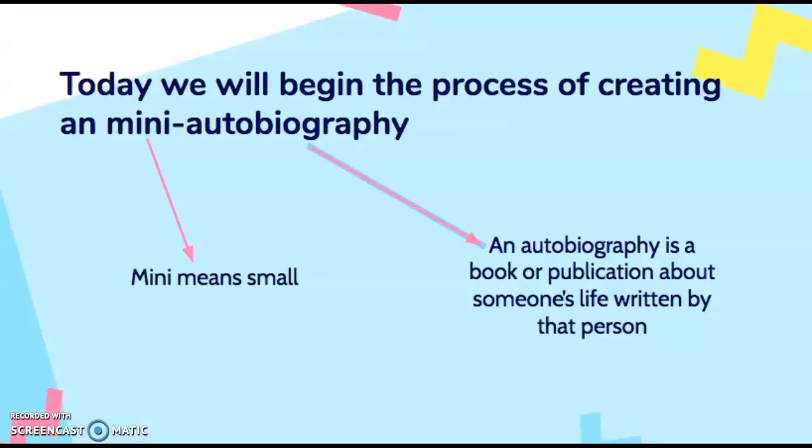So today, we're going to dive into history by creating a mini autobiography. And mini means little, and you can think of it as mini M&Ms. They're the little M&Ms, right? And an autobiography is a book or publication about someone's life written by that person. So, for example, Michelle Obama recently wrote a book about her own life told by her. So that's what we're going to be doing a little bit.